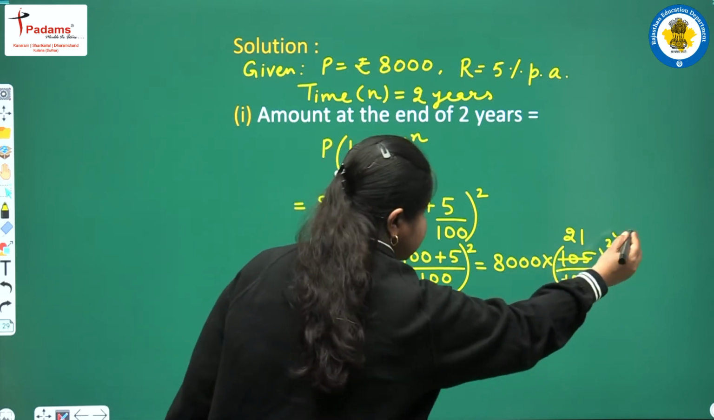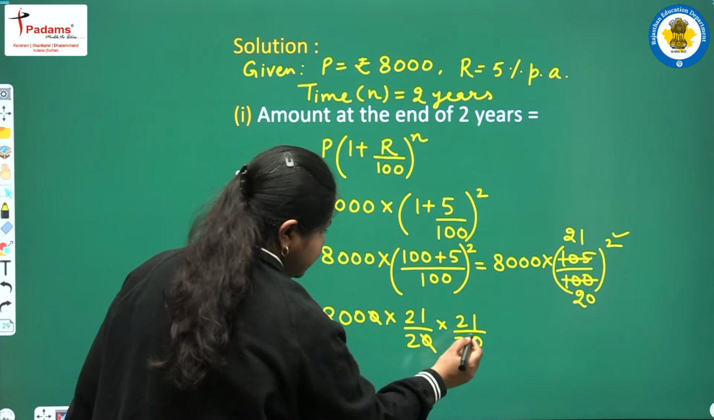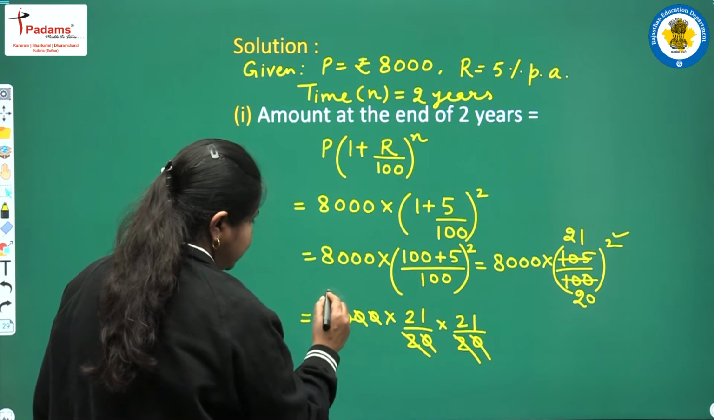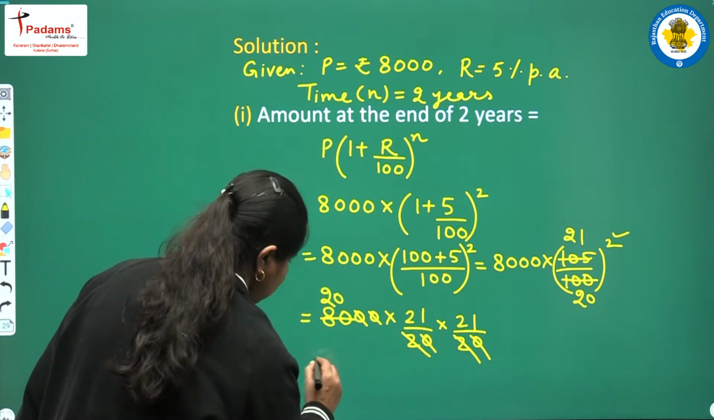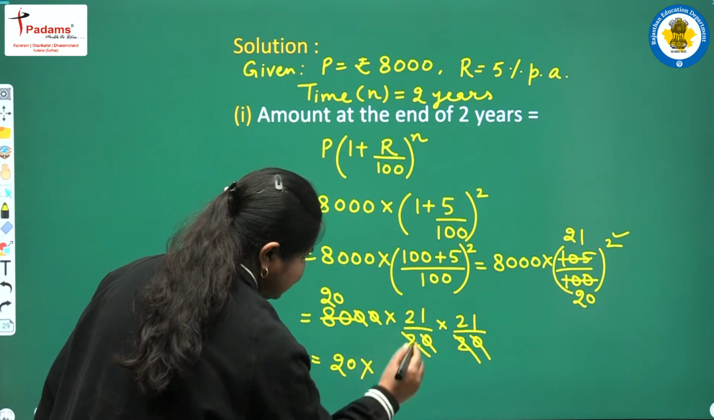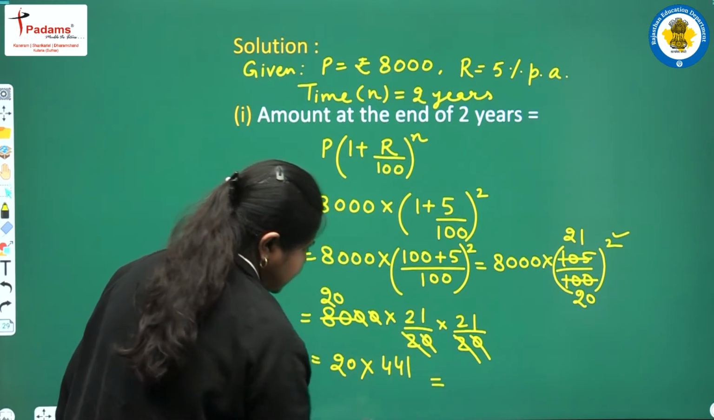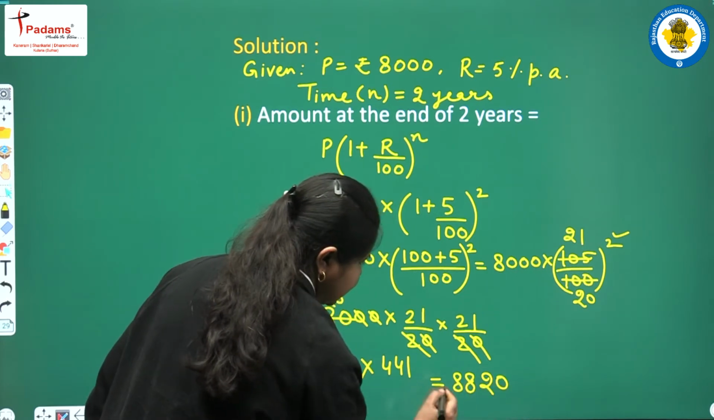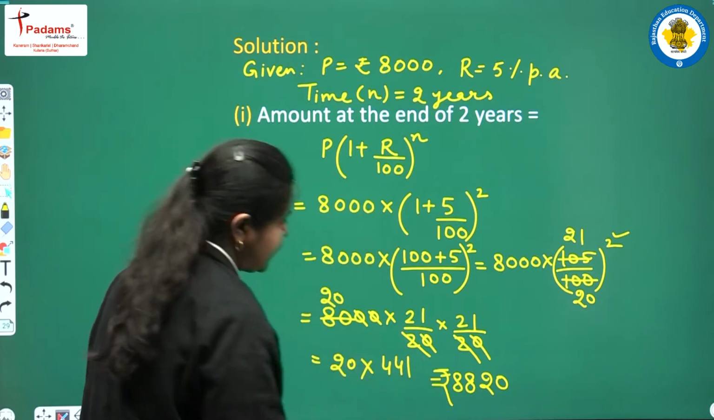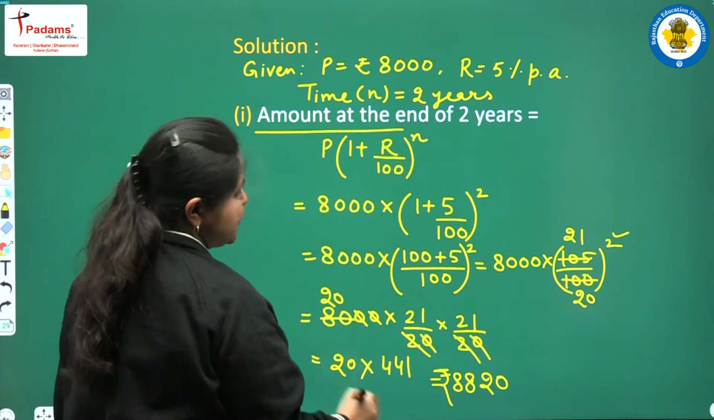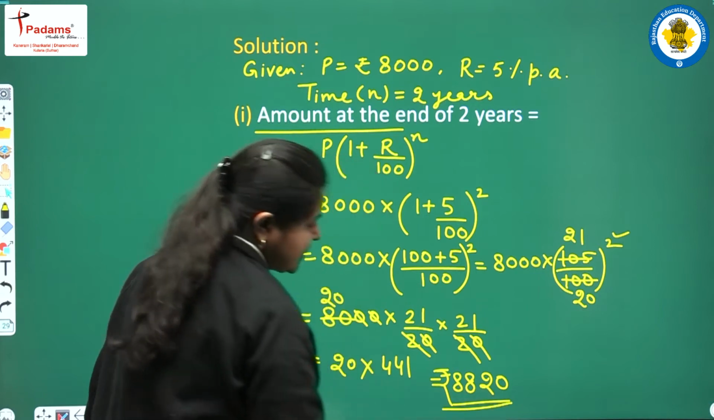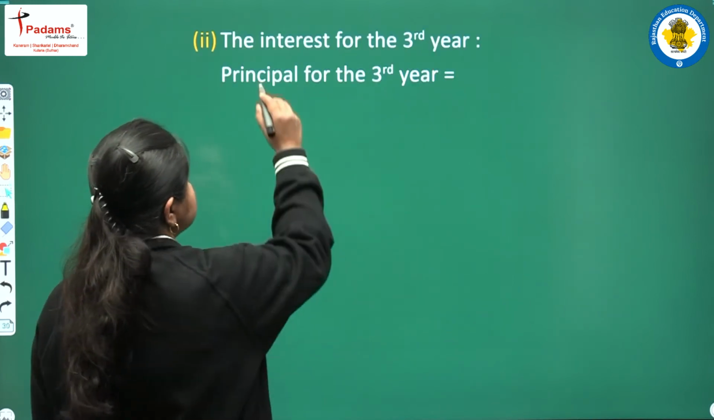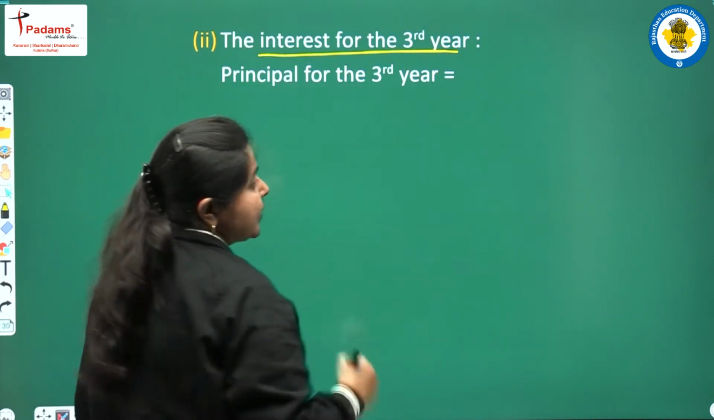We will write it two times, power 2 is here. This 0 will be cancelled, this 0 will be cancelled. Then 2 2s are 4 and 4 2s are 8, and this 0 will also come. So here we have 20 into 21 square, it is 441. Multiply: 2 1s are 2, 2 4s are 8, 2 4s are 8, and one 0 will come along. This is in rupees. So amount at the end of 2 years will be rupees 8,820. Also we have been asked to find the interest for the third year.